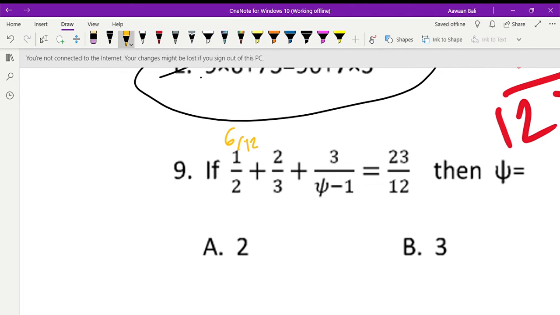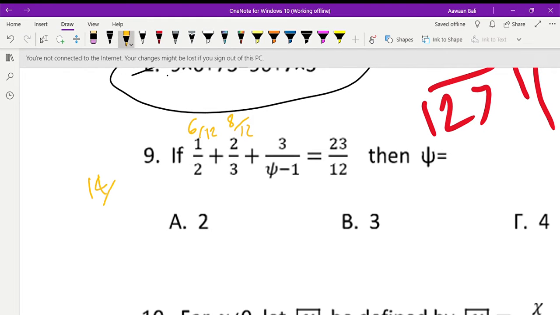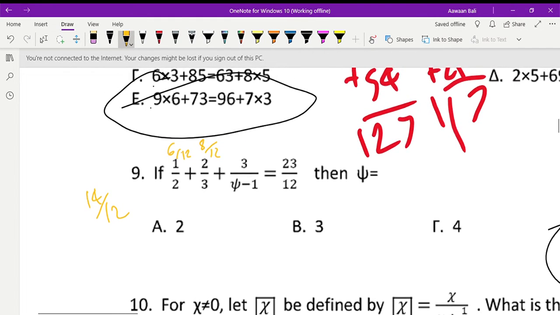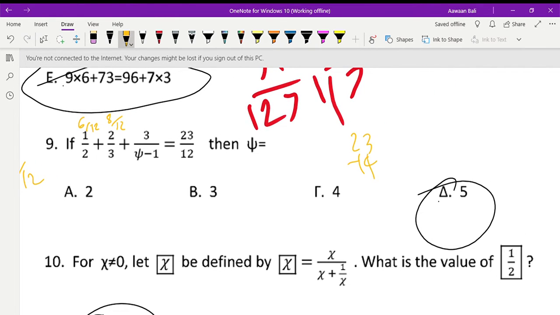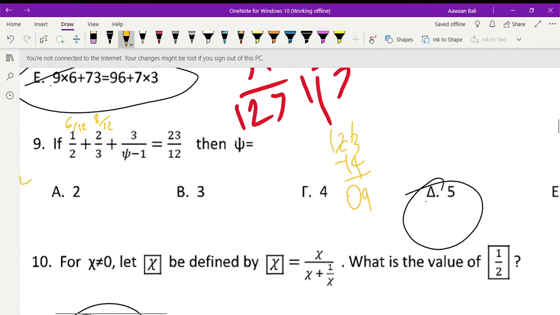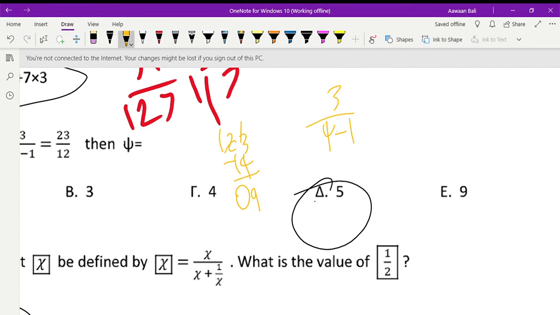So I have 6 upon 12, and then we have 8 upon 12. So 6 upon 12 plus 8 upon 12 is 14 upon 12. We have no need of converting it into a mixed number right now, because this is already an improper fraction, and it's easier to work with improper fractions. So when you do 23 minus 14, you get 9. So therefore, 3 divided by c minus 1 is equal to 9 upon 12.